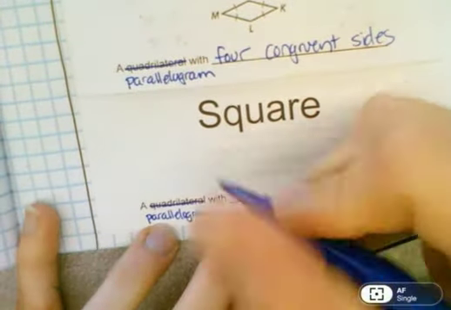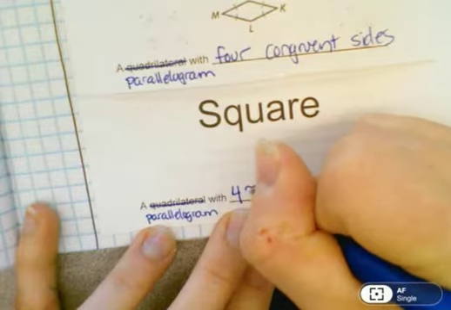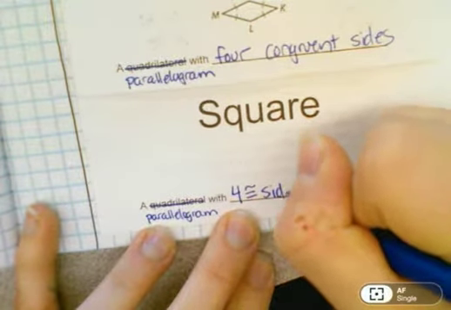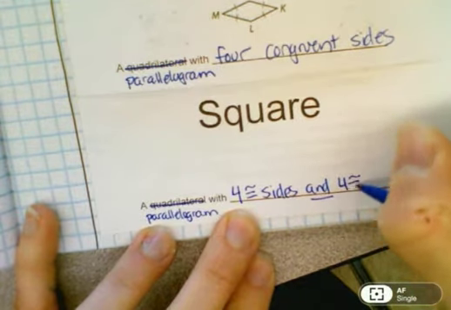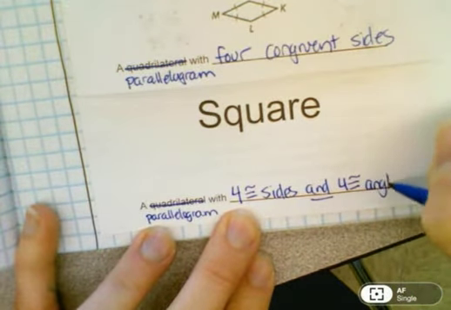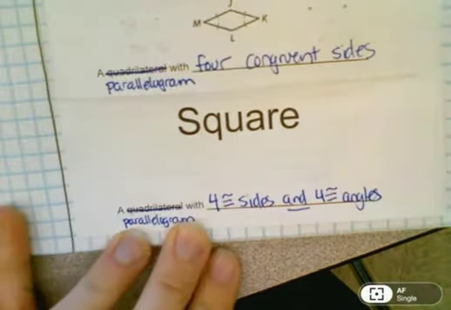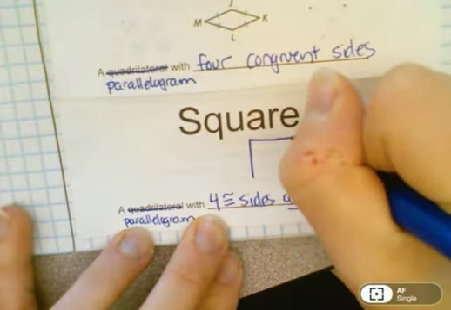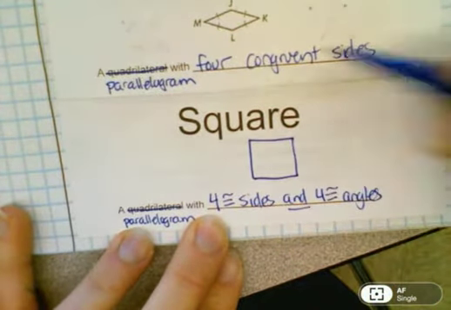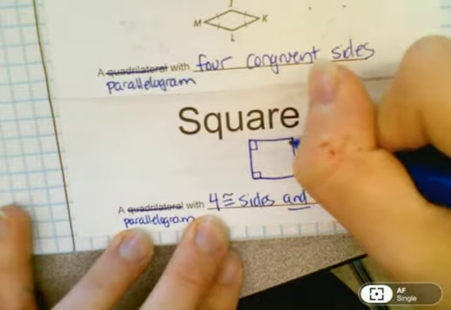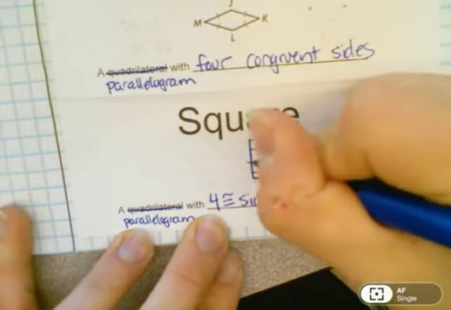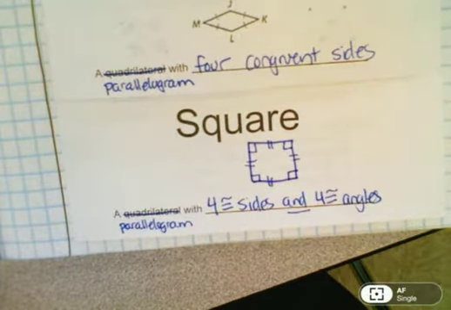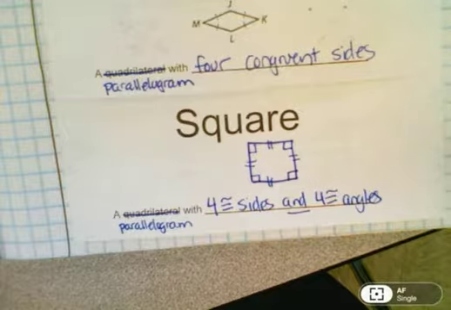So it is a parallelogram with 4 congruent sides and 4 congruent angles, specifically right angles. Let's sketch it really quickly. Okay, we've got a square. It has 4 right angles, so it's a rectangle. It has 4 congruent sides, so it's a rhombus. So a square is a rhombus, and it's a rectangle, and it's a parallelogram.